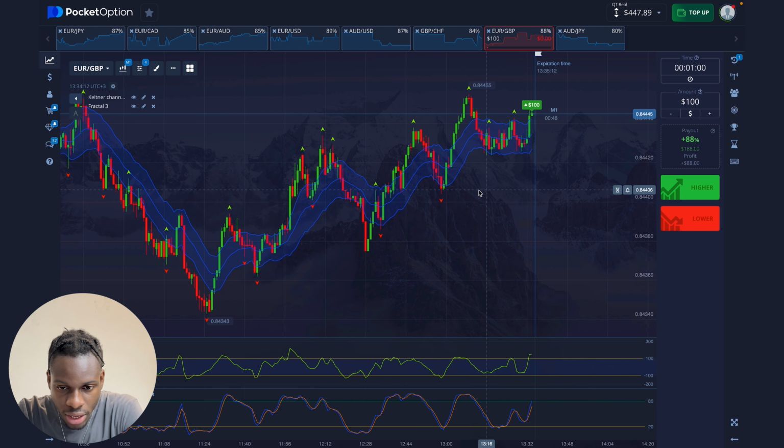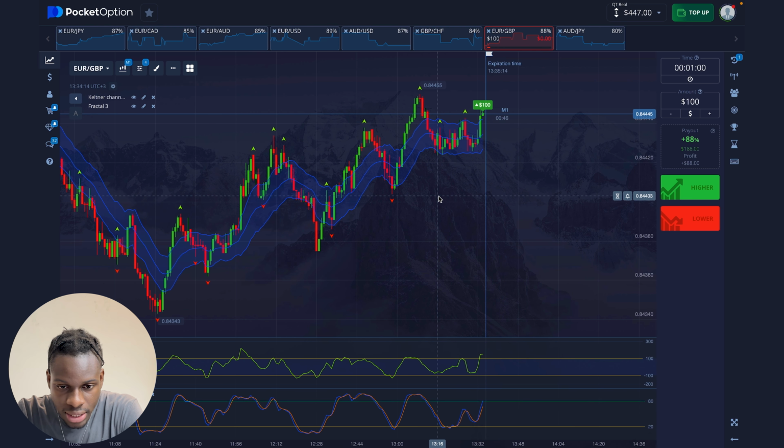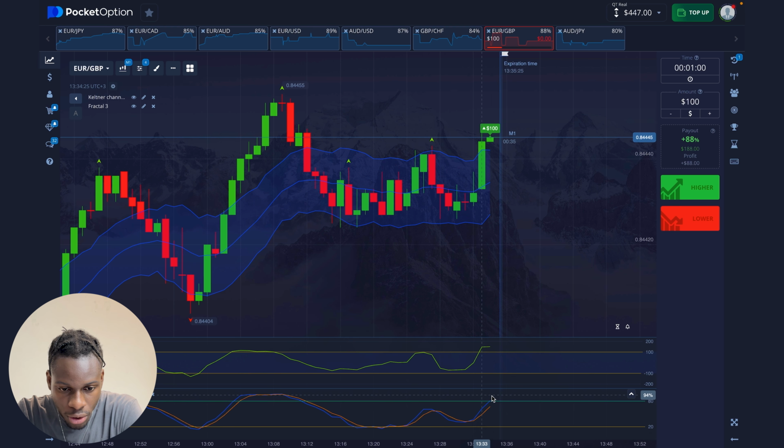Okay, guys, we just took our next trade and we took a buy, still following the trend. It's kind of similar to the previous one. We see that the stochastic oscillator's moving average is just starting to cross the overbought zone, and there is a potential for further upward movement.